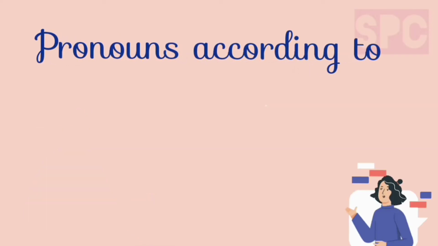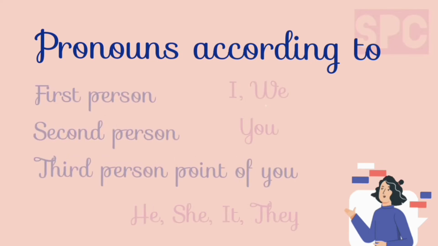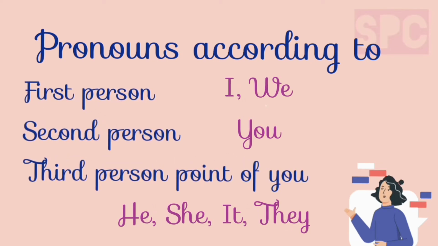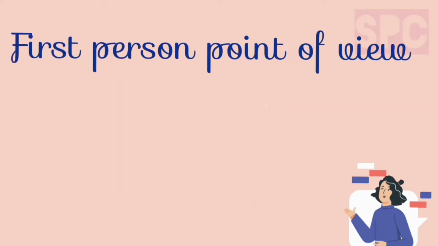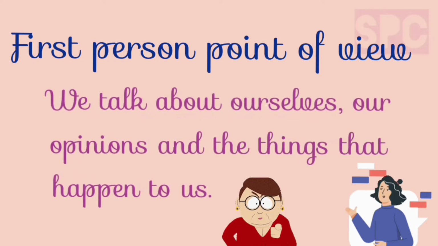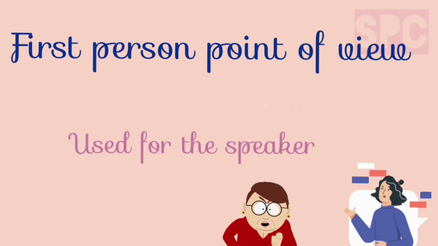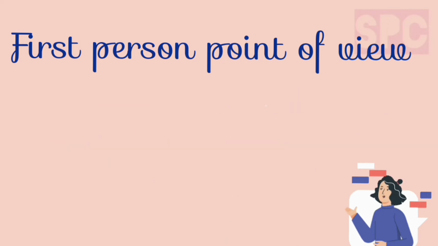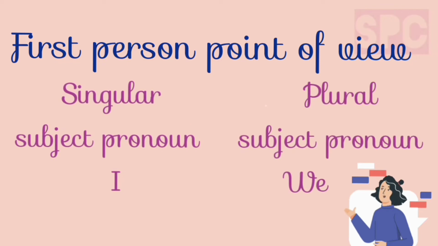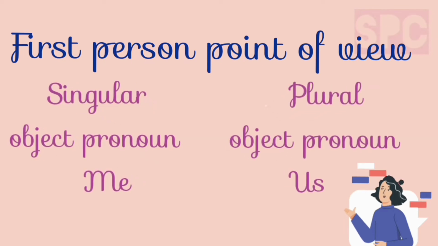Let's understand how to use these pronouns according to first person, second person, and the third person point of view. In the first person point of view, we talk about ourselves, our opinions, and the things that happen to us. We generally speak in the first person. The first person singular subject pronoun is I, and the first person plural subject pronoun is we. The first person singular object pronoun is me, and the first person plural object pronoun is us.